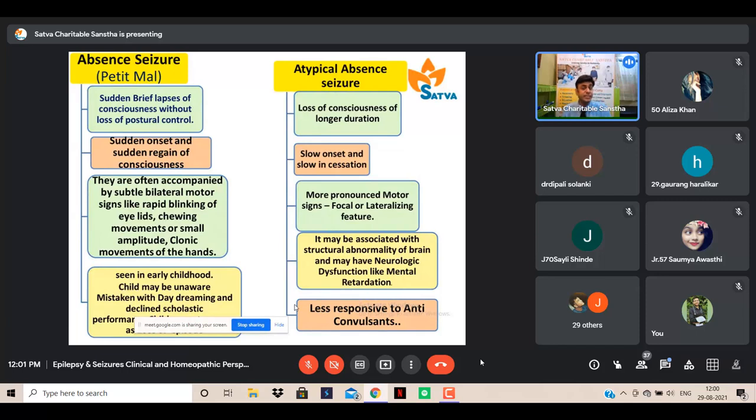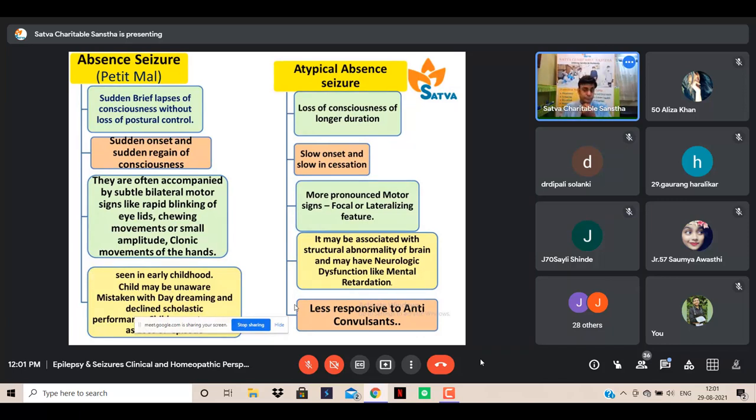Absence seizures can sometimes be accompanied by subtle bilateral motor signs like rapid blinking of the eyelids, chewing movements, or small amplitude clonic movements of the hand. There is no generalized tonic-clonic convulsion. There is no tonic phase, but there are very mild and subtle things which can be there in absence seizure. In atypical absence seizure, whatever is subtle becomes more pronounced. Symptomatology is very similar, but there will be more blinking, more serious clonic spasms or convulsions, or more coarse and obvious chewing movements.